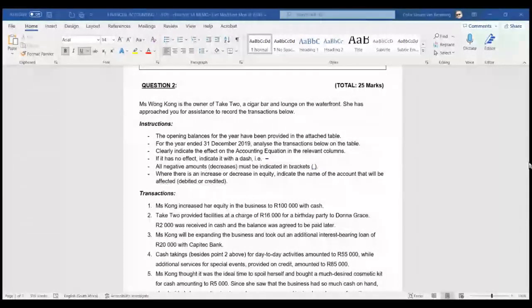Remember, it's Miss Kong, the owner. She put money in the business. The word owner should give you the key here. This is now a contribution from an equity participant. You remember when we looked at the definition of an income, this is, in other words, not an income, because that income definition excludes owner's equity. That definition of an income excludes contributions from your equity owners of equity claims.